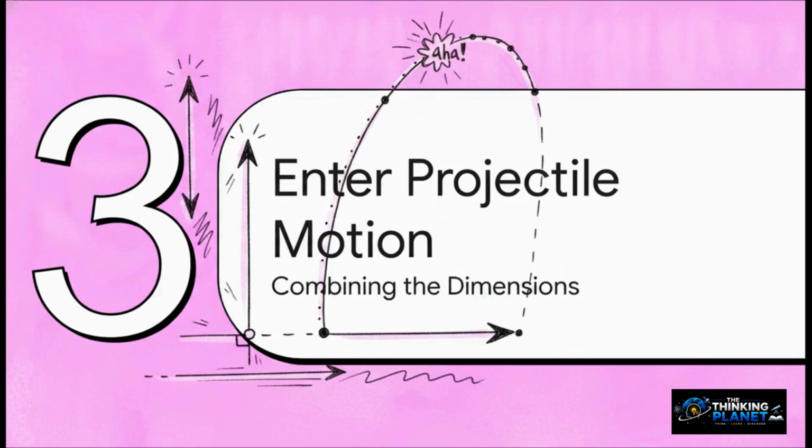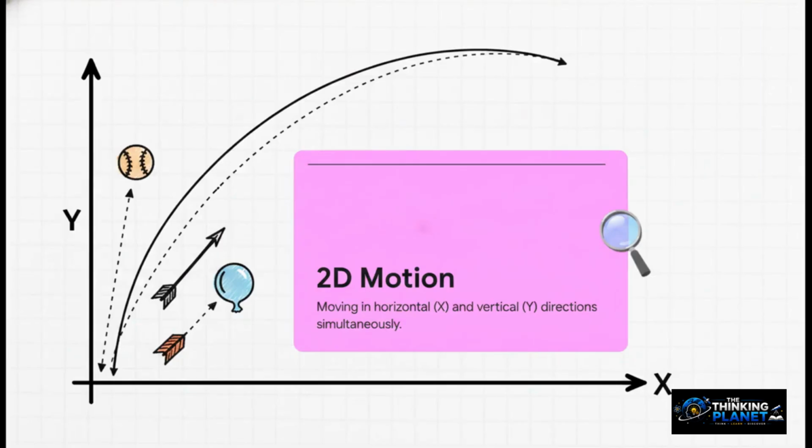Let's move to part 3, enter projectile motion, combining the dimensions. So, we have our two separate puzzle pieces, right? The vertical climb that fights gravity and the horizontal glide that goes on forever. Now for the real aha moment of this explainer. We are going to reconstruct those two separate one-dimensional movements into a single two-dimensional reality. This is the very definition of 2D motion.